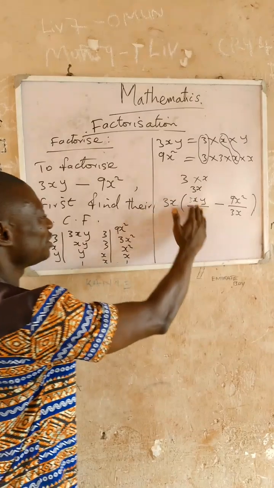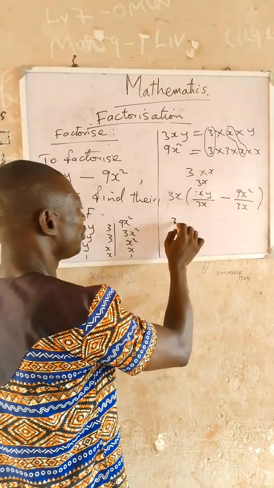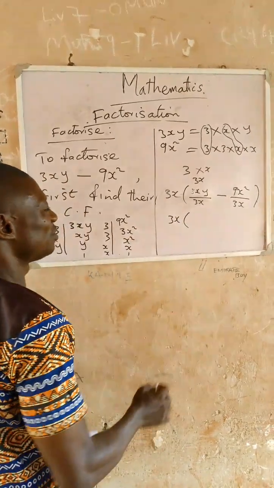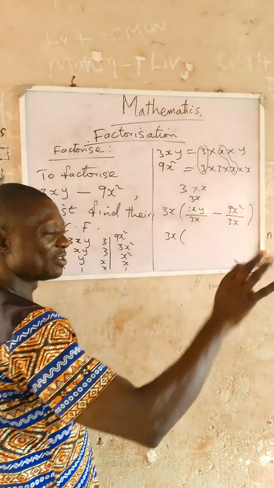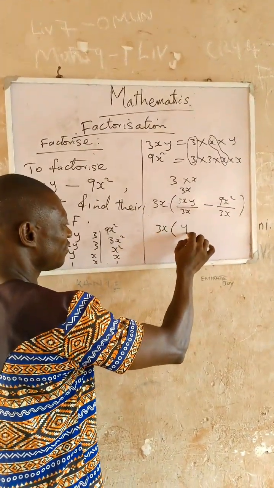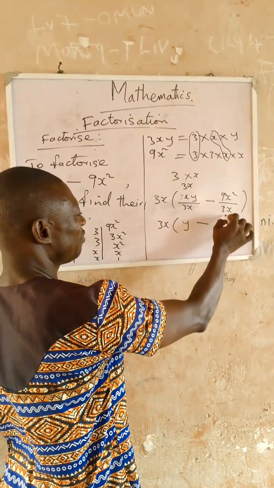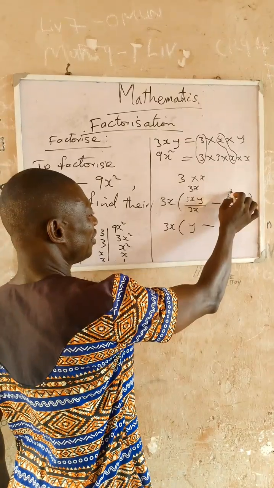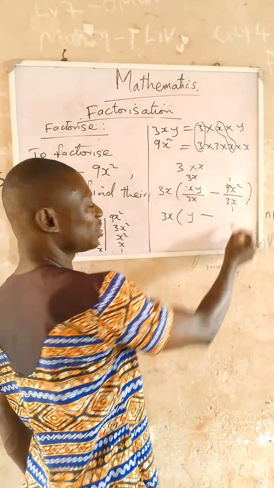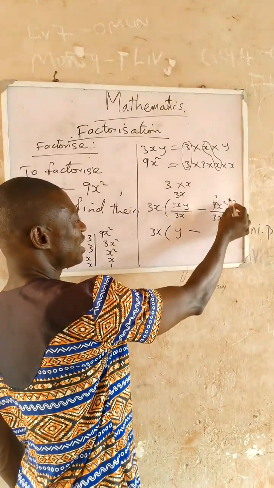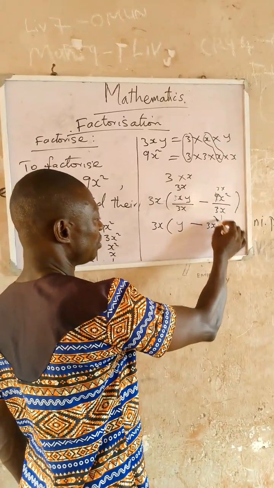Now, whatever you get from this division will be our last answer. 3x is still outside. 3 divided by 3 is 1, x divided by x is 1, we have only y surviving. Minus, 3 divided into 9 is 3. X squared means x times x, but only one x is what we have here. X divided by x will give us only one x. So we have 3x. We close our brackets.